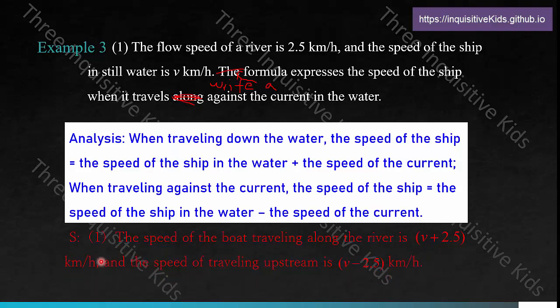The solution would be 1. The speed of the boat traveling along the river is v plus 2.5 kilometers per hour. The speed of traveling upstream is v minus 2.5 kilometers per hour. One is going along the river and the other one is going against the river.